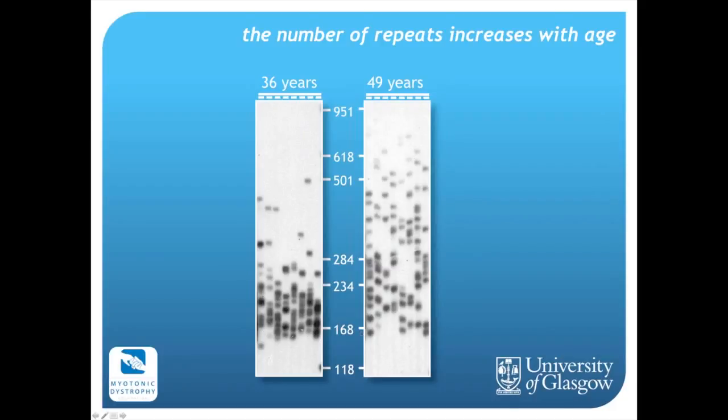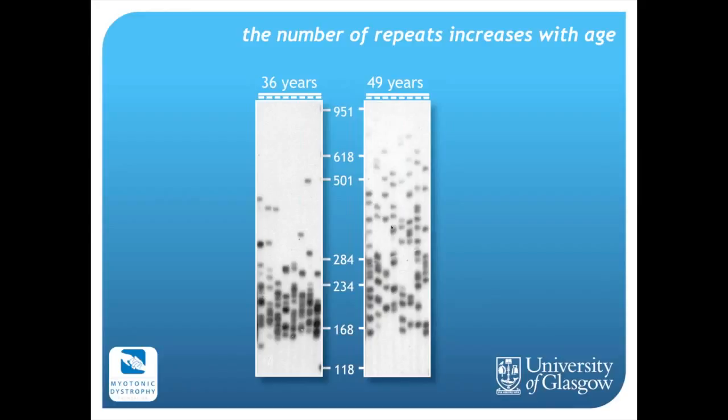What you'll also notice, though, is that this boundary down here, this lower end of the distribution, is pretty similar in both samples. And what we think is happening is that this lower boundary probably represents how many repeats that individual inherited from their affected parent, and that what's happened during the lifetime of this individual is that the DNA has continued to expand, gradually getting bigger in different cells as the individual ages.